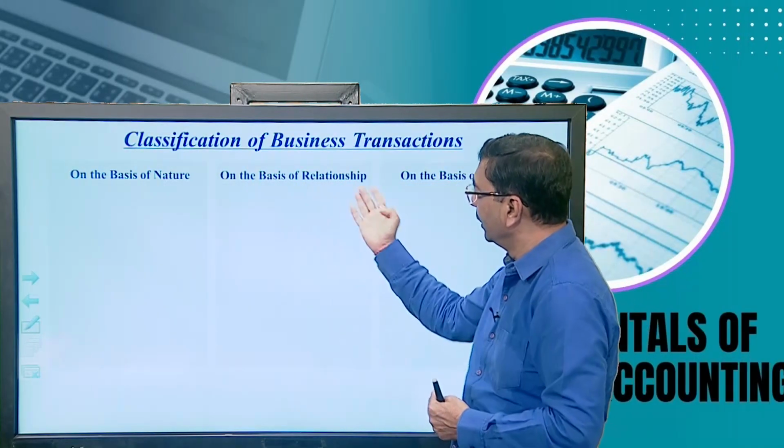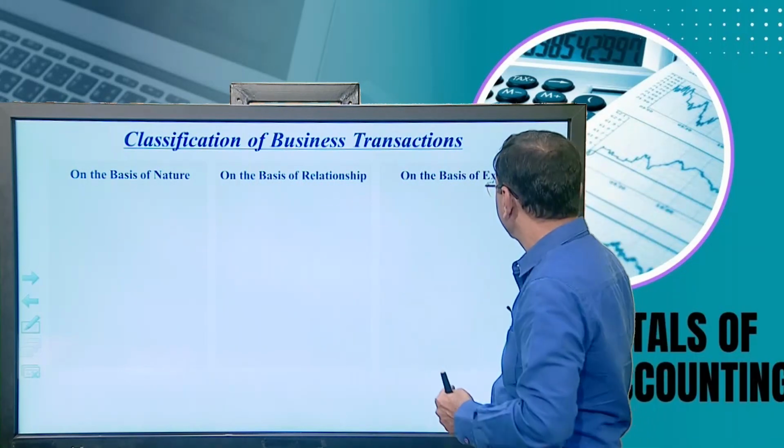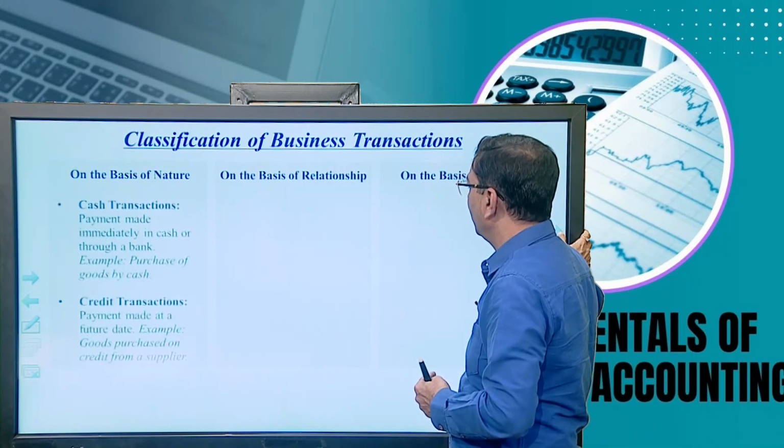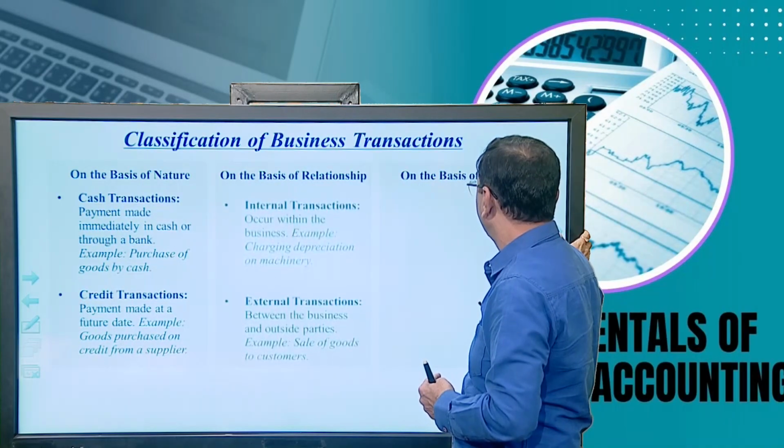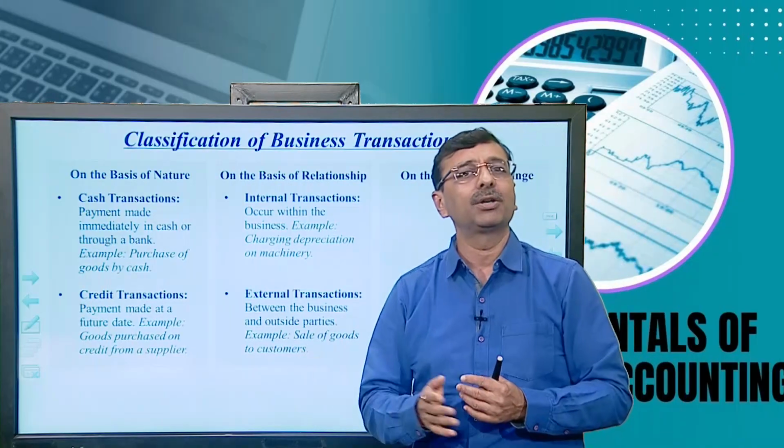Now, here is the classification of business transactions. The first is on the basis of nature, then on the basis of relationship, and then the third is on the basis of exchange. First is on the basis of nature.